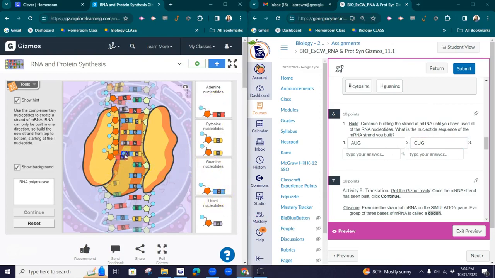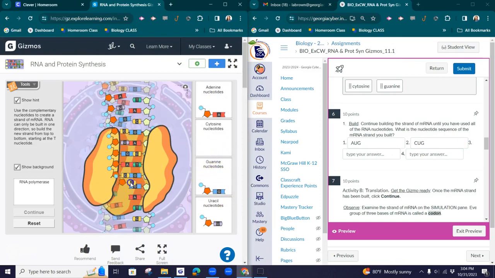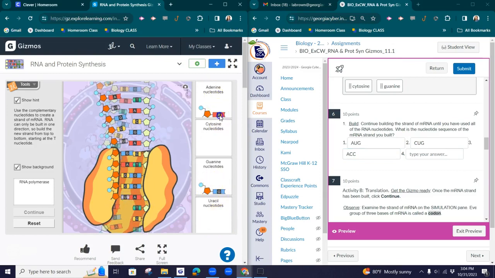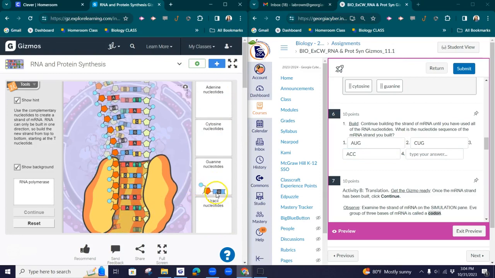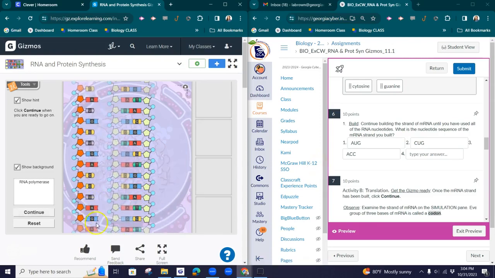Here we have a T right here. So T's going to bond with A. All right, ACC. I'll put that here. All right, and we have three more bases. We have an A here, so I'm going to put a U here. And you'll know if they don't fit because they'll kind of float back if they don't fit. UAG. So I'll put UAG here.